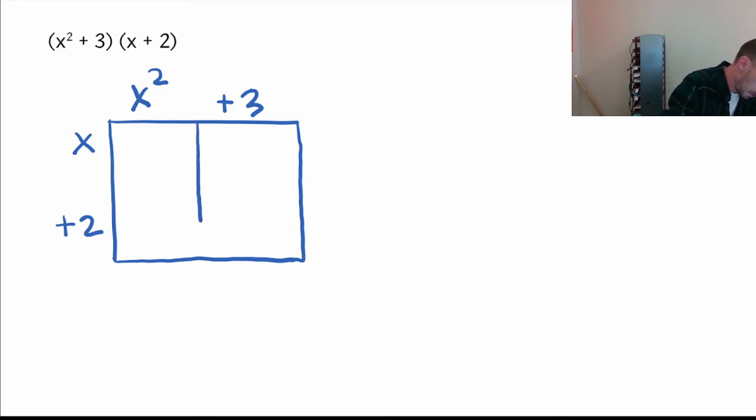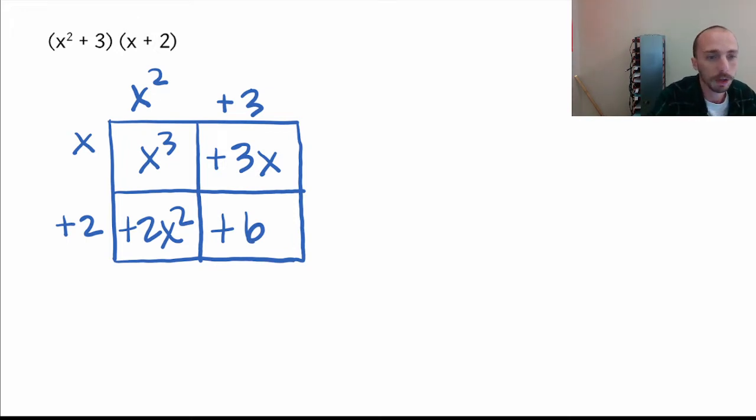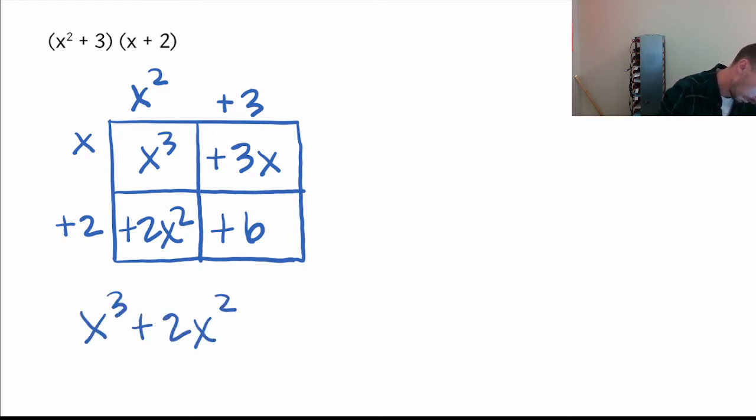With binomial times binomial, this is fine. I don't think it's totally necessary, especially if you know you're going to do it right. But with larger products, like we're going to see here in a second, I really recommend using the box method. So x times x squared is x to the 3. x times positive 3 is positive 3x. Positive 2 times x squared is positive 2x squared, and positive 2 times positive 3 is positive 6. I combine all the like terms and see there are no like terms. So this is equal to x to the 3rd plus 2x squared plus 3x plus 6.